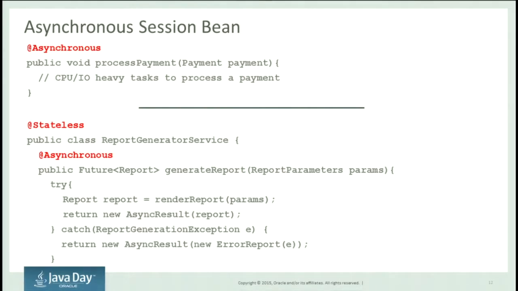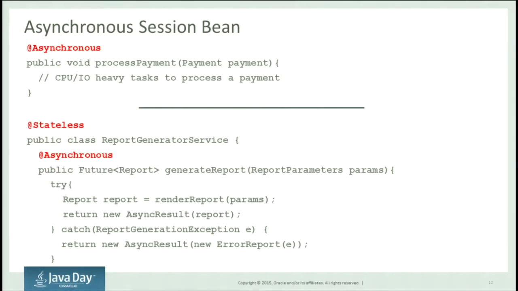So how do you do it? In a very simple case, let's say I am processing a payment. This payment may take a lot of CPU or I/O, and I don't want the user to sit around and wait for it to be processed. Well, I can simply put this on a background thread by annotating the process payment method with @Asynchronous. That is all you need to do in the end.